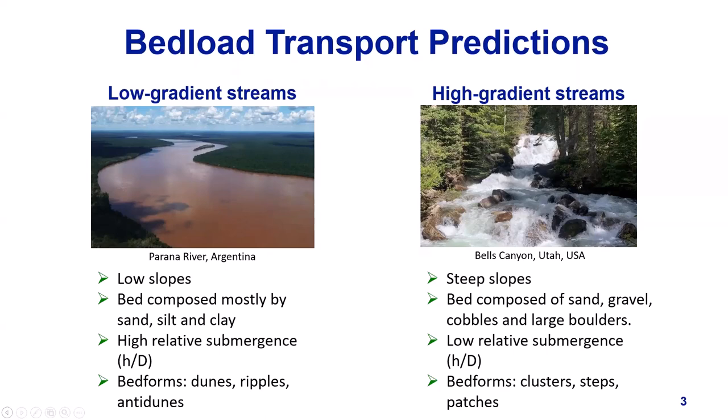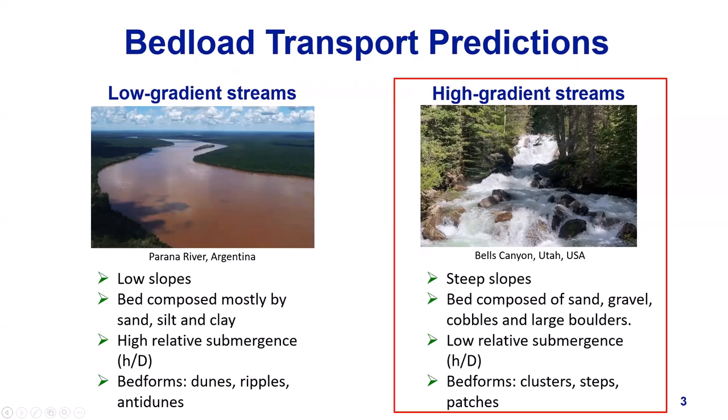But high-gradient streams possess steep slopes. We have from sand to large boulders that you can see on the figure. They have low relative submergence, which means that usually the water depth is similar in magnitude to the characteristic diameter of these boulders. And the bed forms are usually clusters, steps, and patches. So I will be focusing on high-gradient streams.